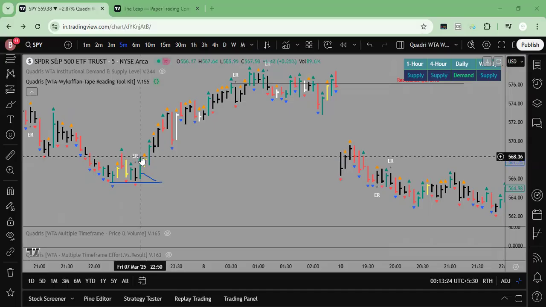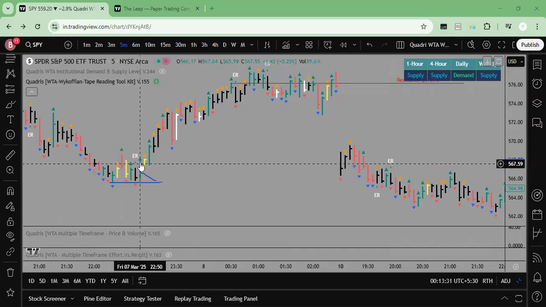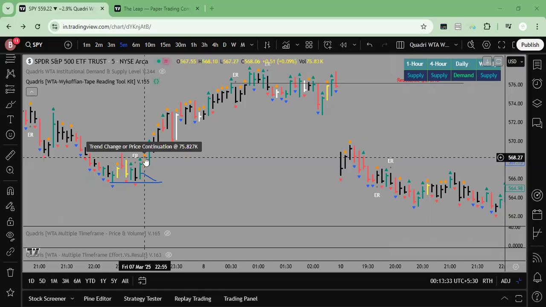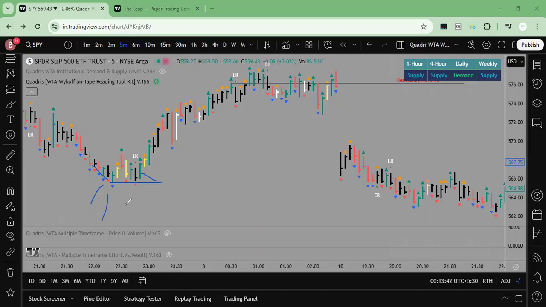If I hover my mouse above this one, you can see all the residual supply was eaten away by this one. And as this yellow bar means either a trend change or price continuation, at this particular point, giving the context, we are approaching downwards, we got a supply demand imbalance. That means demand would supersede.